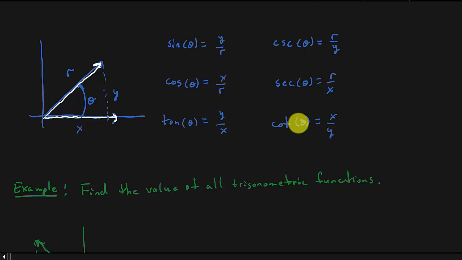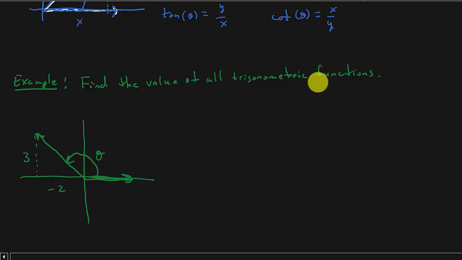Now, you don't need to really memorize these. You need to know these. You need to know the sine, cosine, and tangent. Because if you know those, then you'll know these. Remember, cosecant is the reciprocal of sine, secant is the reciprocal of cosine, and cotangent is the reciprocal of tangent. So you can see cosecant is just r over y. See, it's the reciprocal of this, and that's how it works for the rest of them. Okay?